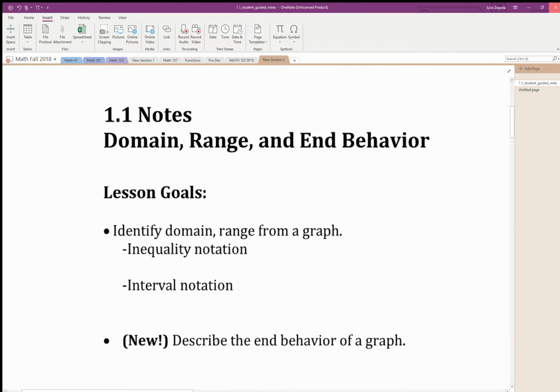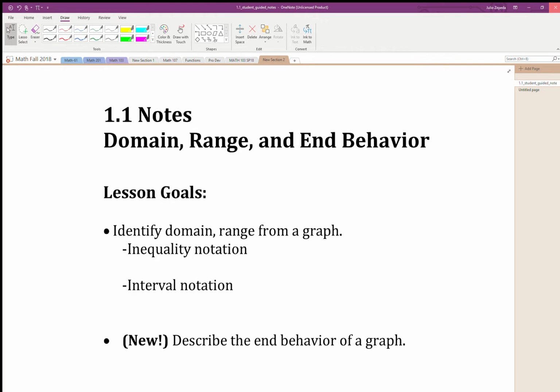Okay, and in this video we're going to go over 3 things. We're first going to go over domain and range, which we talked about last class. And then we're also going to introduce a new concept, and that is going to be something called end behavior.